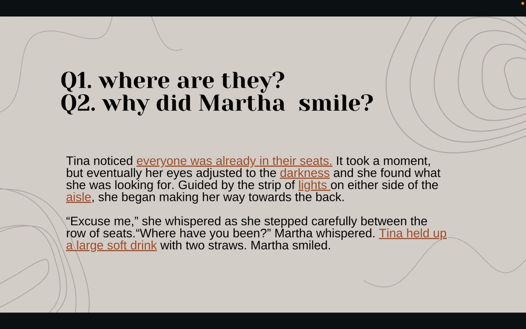The second question is why did Masa smile? I noticed just before Masa smiled, Tina held up a soft drink. The author made a point of telling us there were 2 straws, so I infer that Masa was pleased that Tina had bought a soft drink to share. So remember, whenever you are reading, look out for clues the author has dropped for you to find, and combine these clues with things you already know to make inferences.